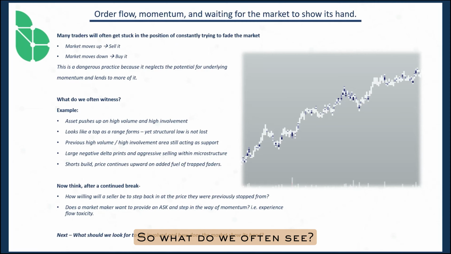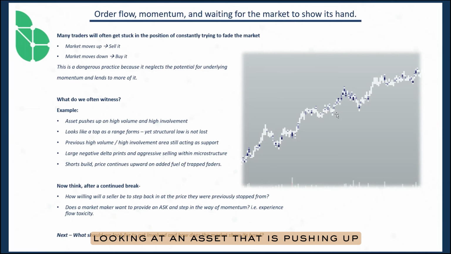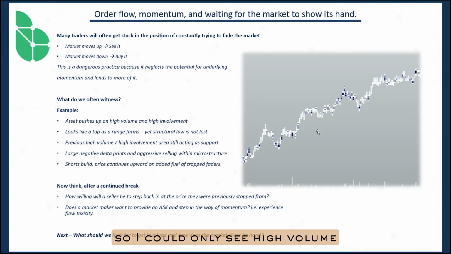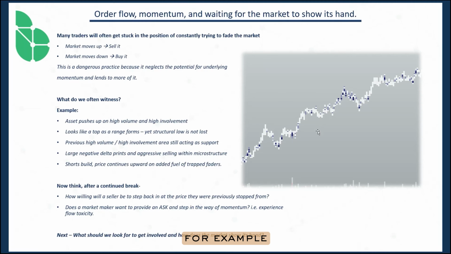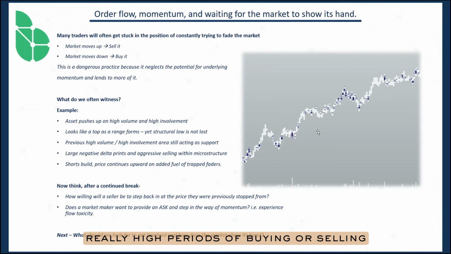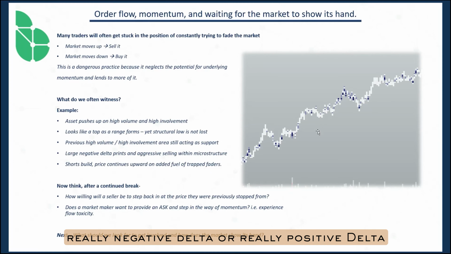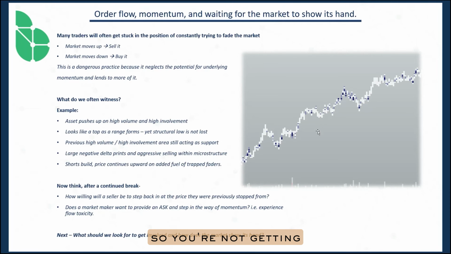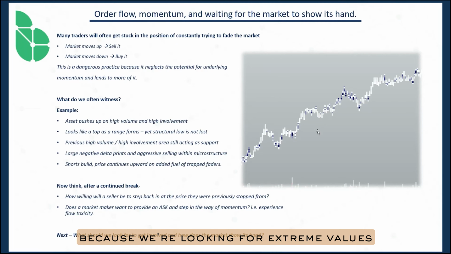So what do we often see? Here I have a volumetric based chart, so we're looking at a volume cluster. This is a 30-minute chart of Bitcoin, from about 2 weeks ago. We're looking at an asset that is pushing up, and you can see based on this filter where the high volume occurred. I have this filtered down so I can only see high volume, and I'm going to show you at the end of this how you can set up your delta cluster to only identify really high periods of buying or selling, really negative delta or really positive delta, so you're not getting mixed up with all the noise in between, because we're looking for extreme values.